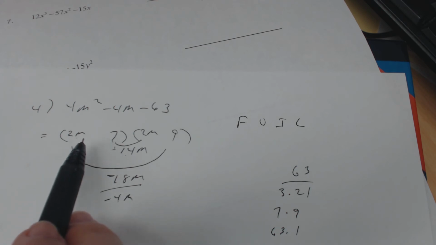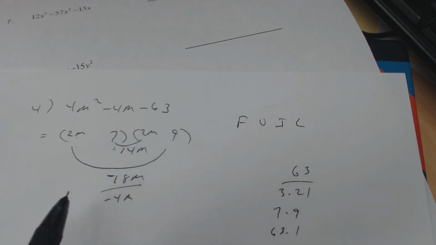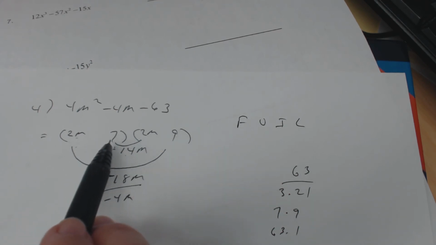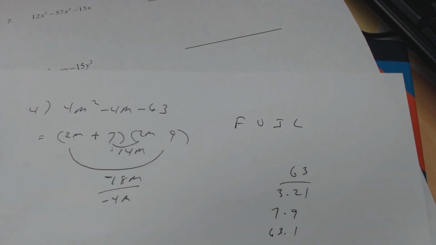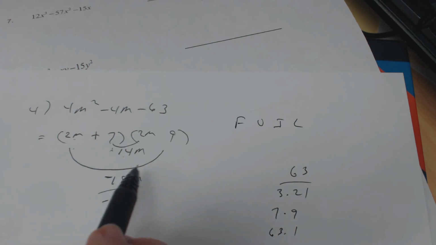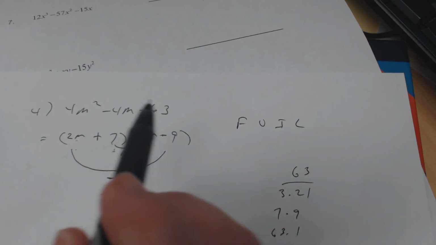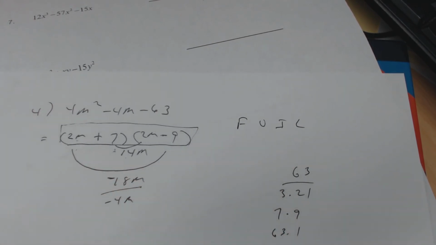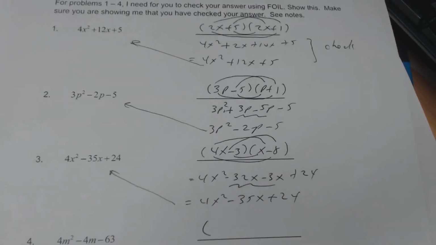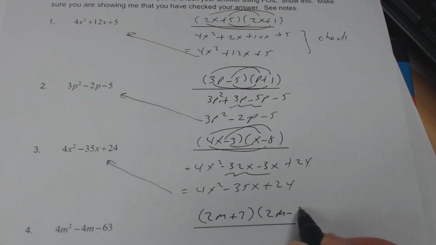So right away, those terms are in the correct order. I just got to put the signs in the correct place. If I want my inner to be a positive 14m, then I need this to be a plus symbol right here, because a positive 7 times a positive 2m is a positive 14m. If I want my outer to be a negative 18m, then this has to be a negative right here. And there's your answer. You're done. All right, so the answer to number 4 is 2m plus 7 times 2m minus 9.